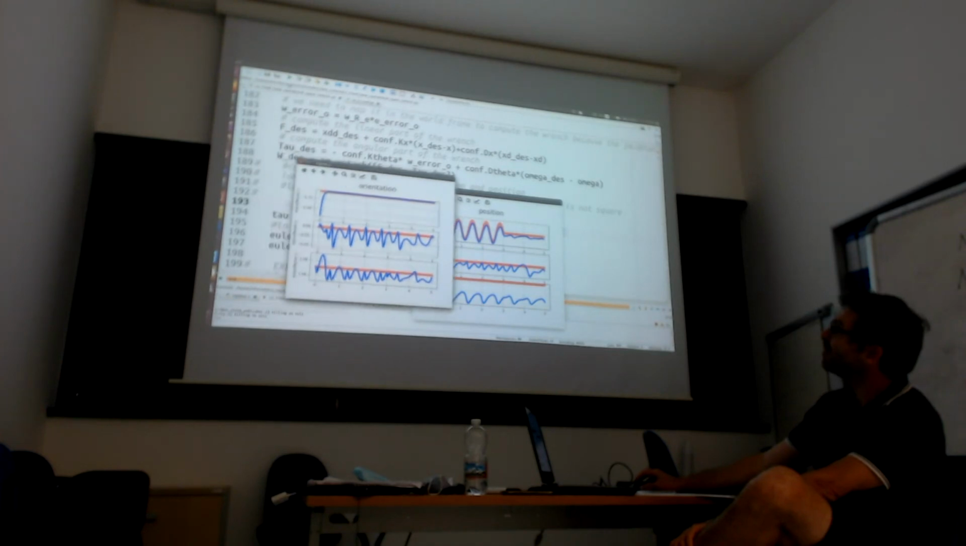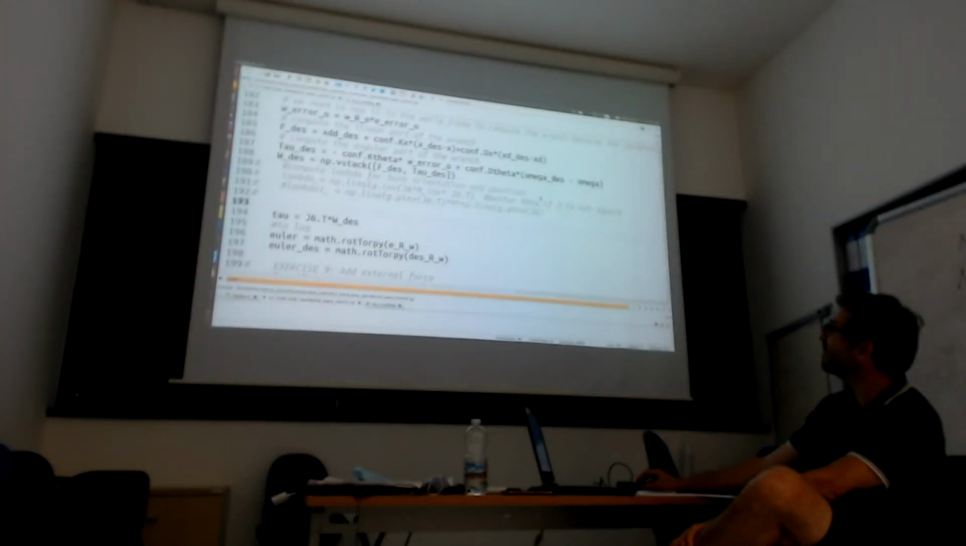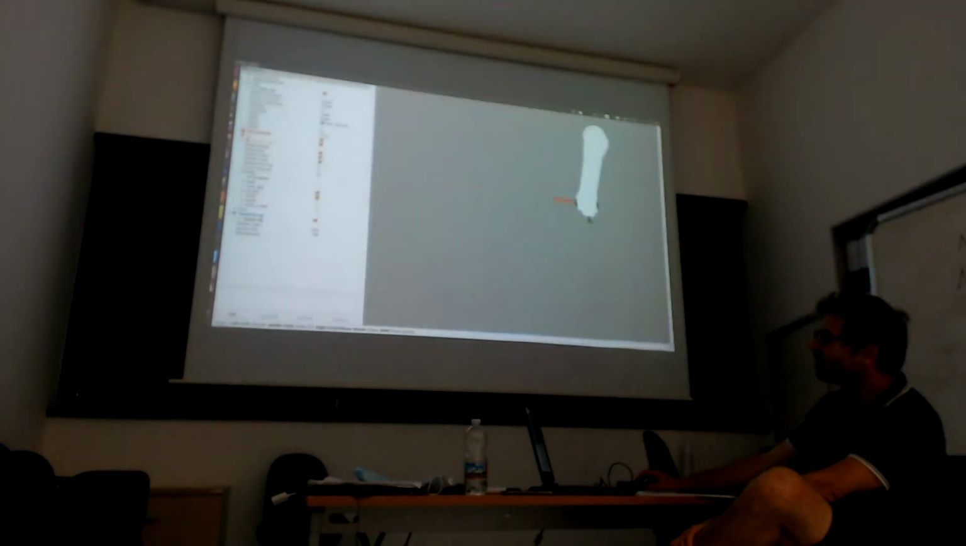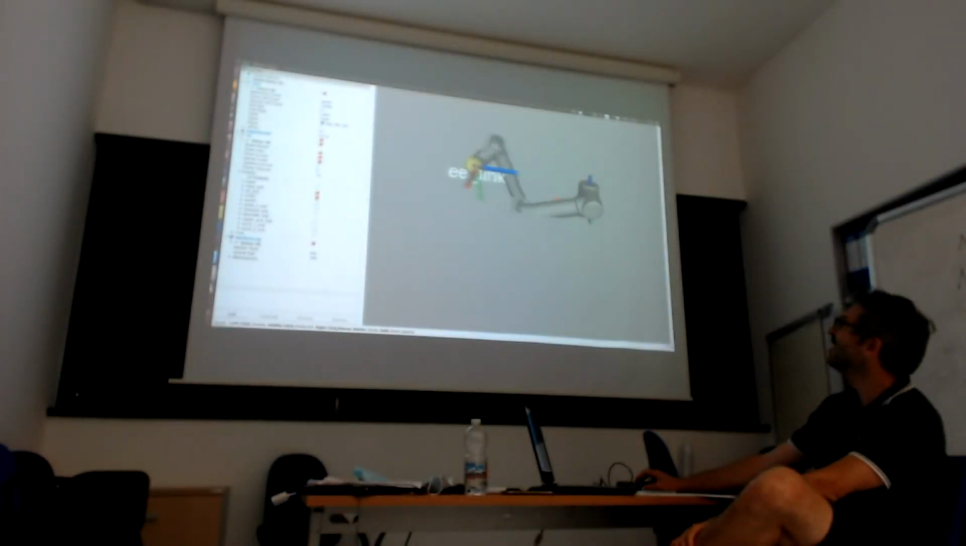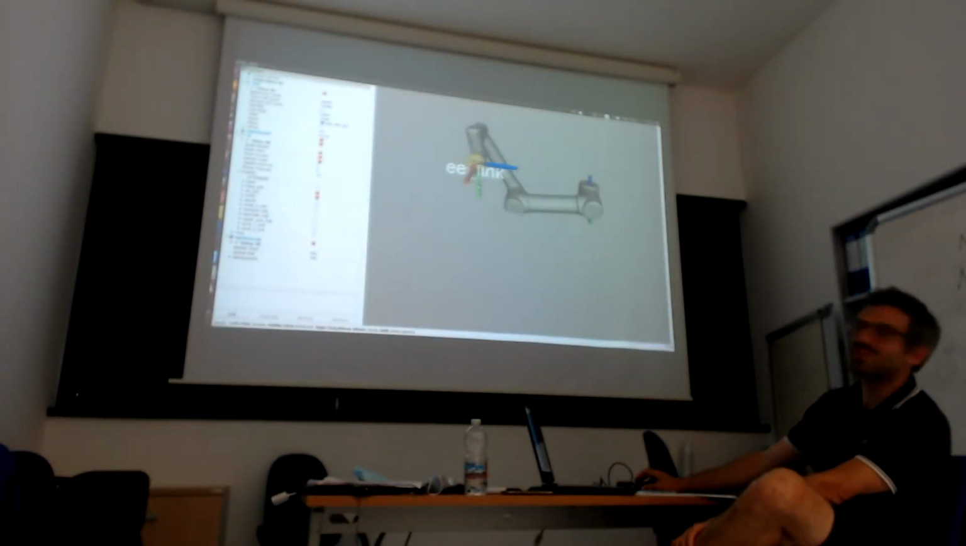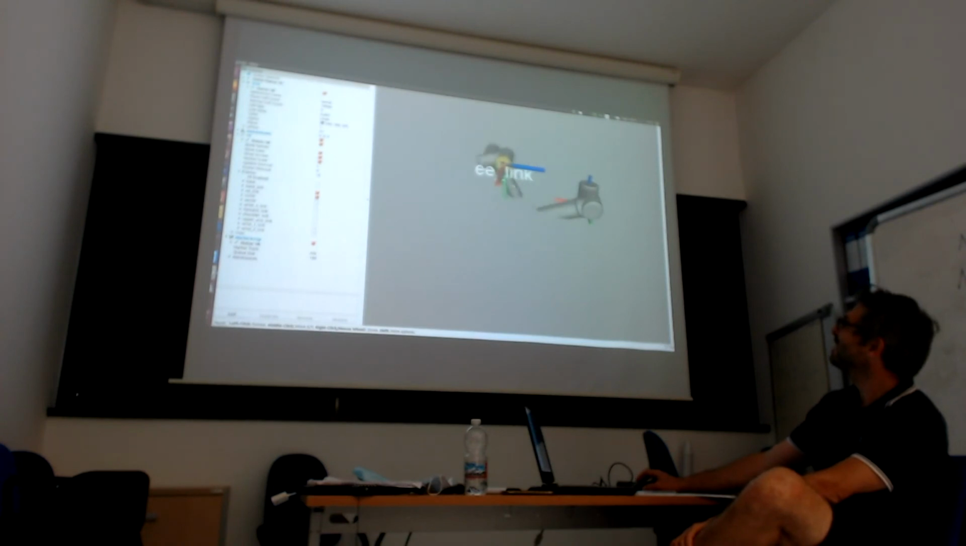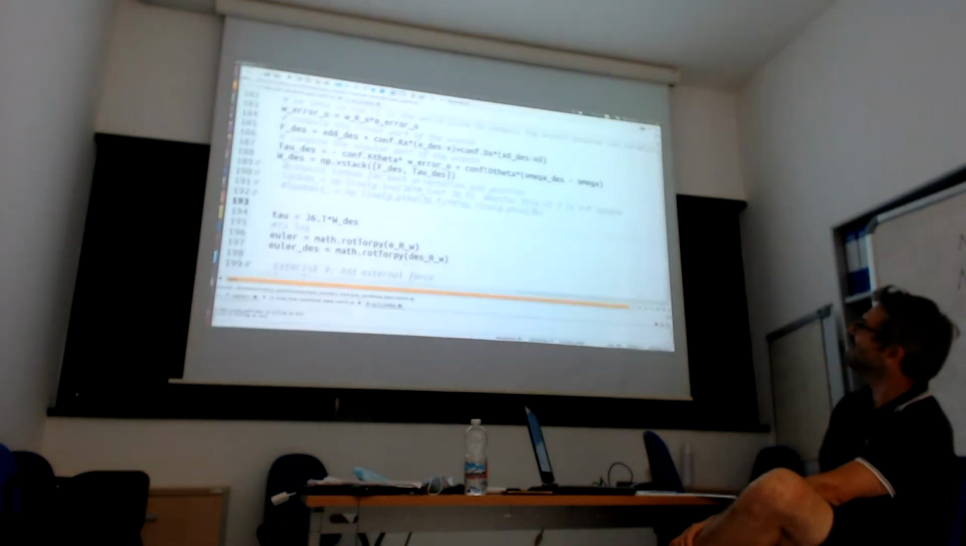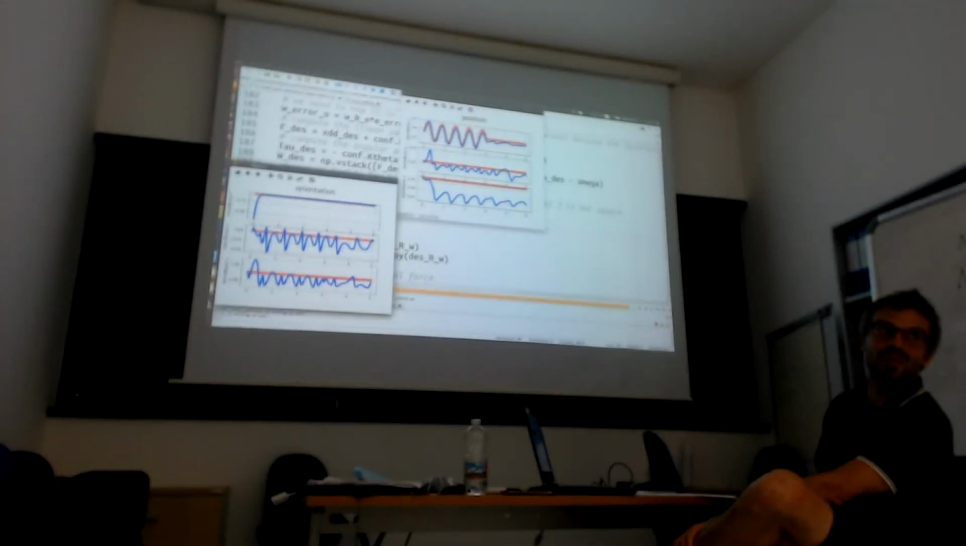Why do we have this very bad behavior? Is because we have a 6 degrees of freedom robot, and this is what you get. The only solution is the one-to-one mapping of the desired orientation and position into desired joints. If you want to have a more natural behavior, you need to have a 7 degrees of freedom robot.